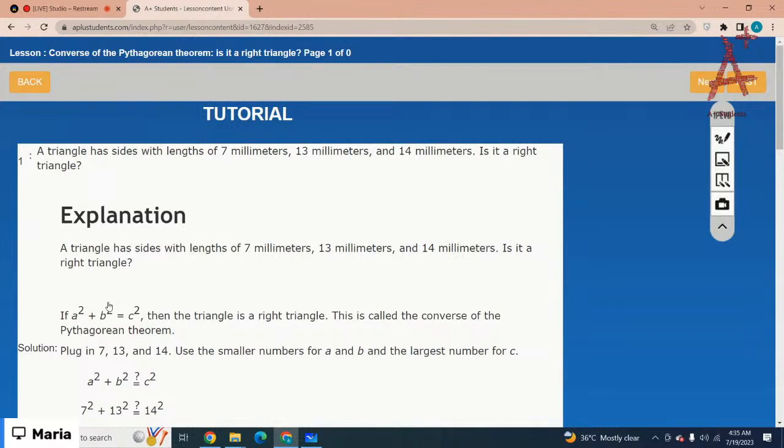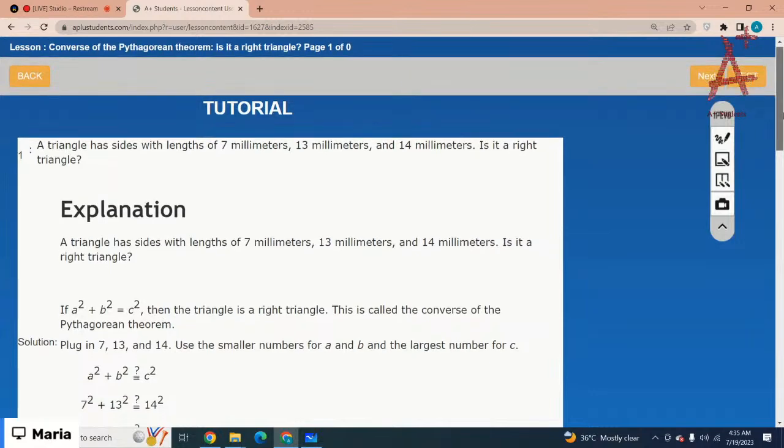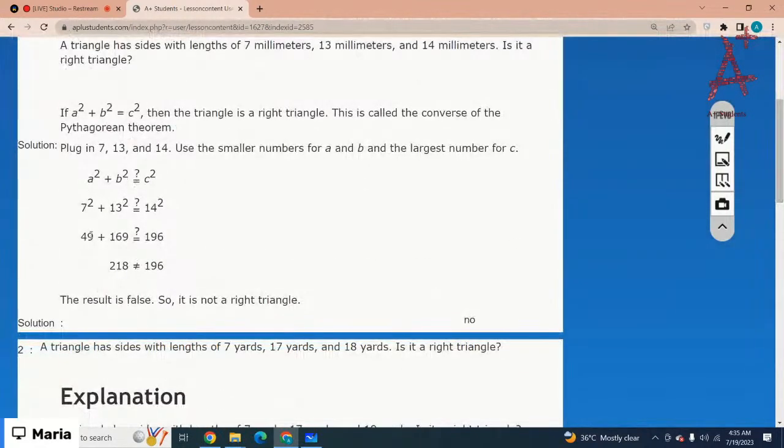Plug in 7, 13, and 14. Use the smaller numbers for a and b. The largest side must be c, the hypotenuse. So it would be 7 square plus 13 square equals 14 square. Let's calculate if both sides are equal. 7 square is 49, 13 square is 169, and 14 square is 196. So just add them: 169 plus 49 is 218, and they are not equal. That means this is not a right angle triangle. Got it?